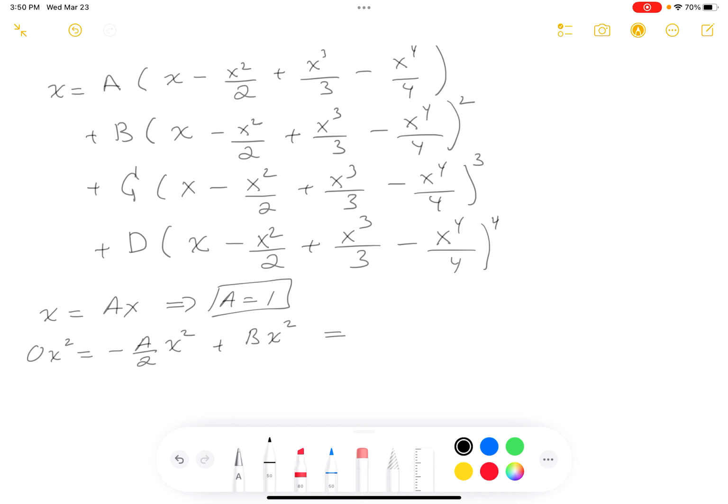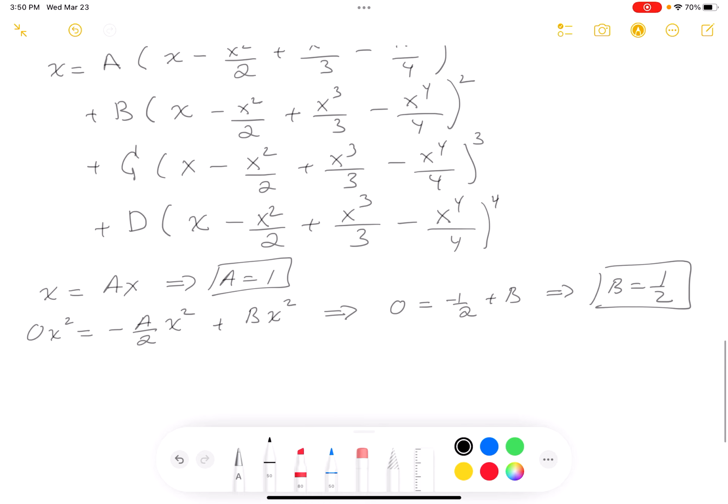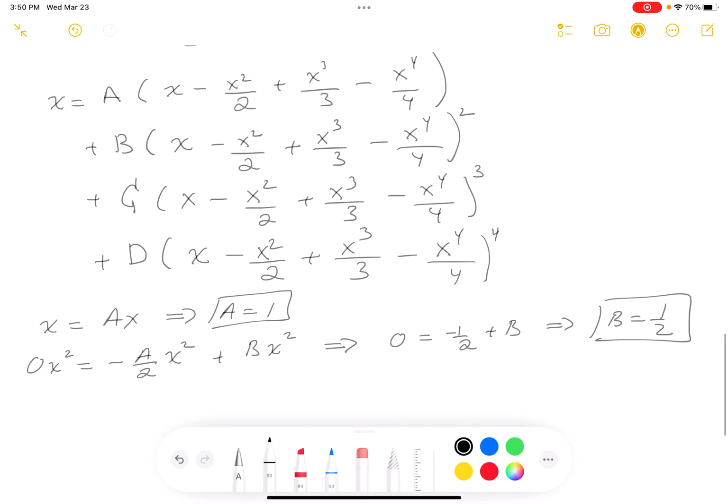All right? Well, let's write this down. This would be 0 equals minus 1/2, because a is 1, plus b. What does that mean b is? b would have to be 1/2. That's important to me. I'm going to put it in a box. Let me keep going. Boy, it's going to get tough, isn't it?